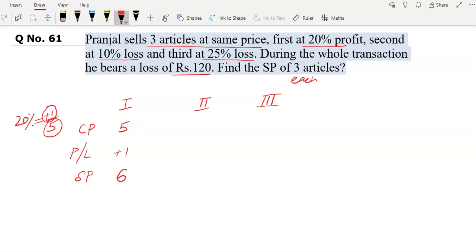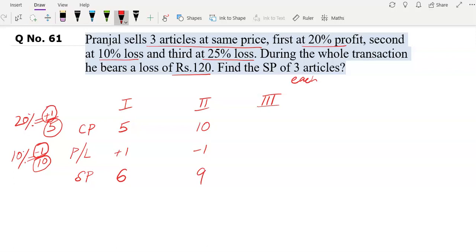The second article is sold at 10% loss. 10% in fraction, we know it's 1 by 10. There is a loss. So the second article CP will be 10 units. The loss is minus 1. So our SP will be 10 minus 1, 9 units.